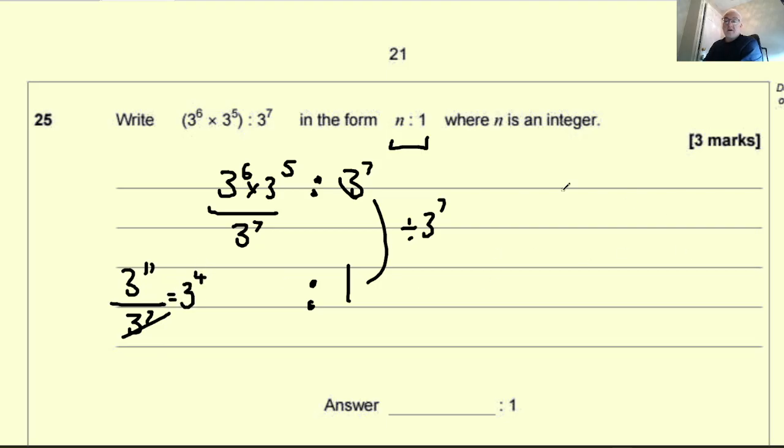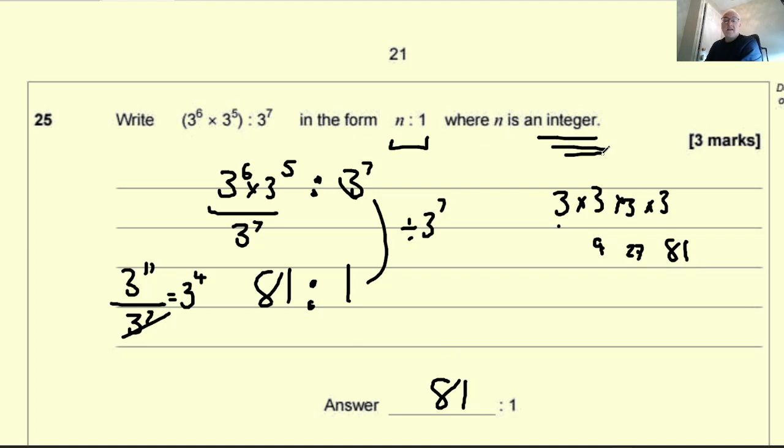So I'm doing 3 to the power of 4, 3 times 3 times 3 times 3. 3 times 3 is 9, 9 times 3 is 27, 27 times 3 is 81. So this side would give me 81 as an integer. N is an integer, whole number, so I'm not going to leave it as a power. I need to multiply that power out to get 81.